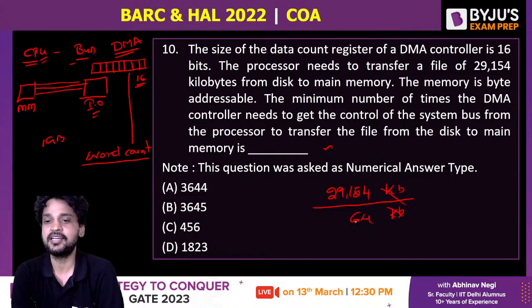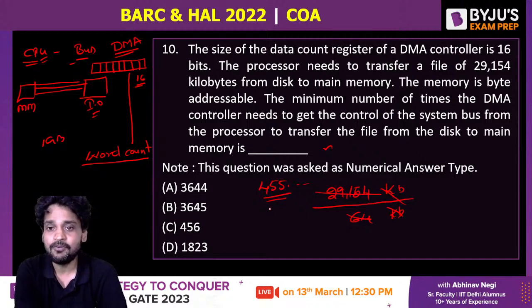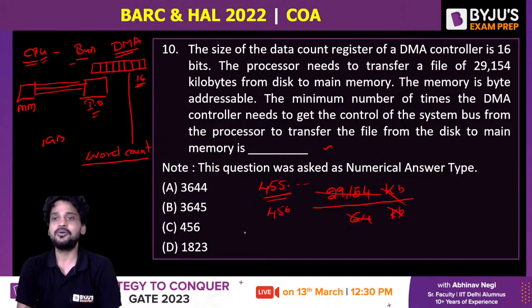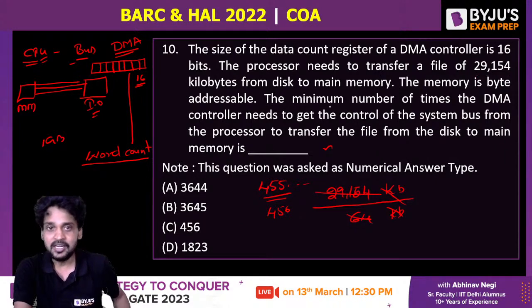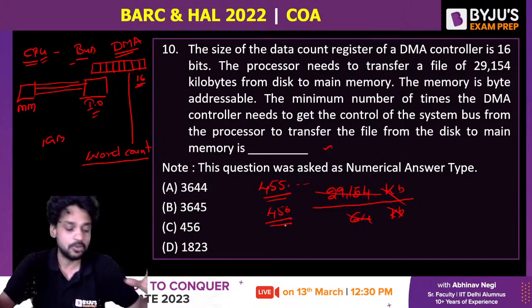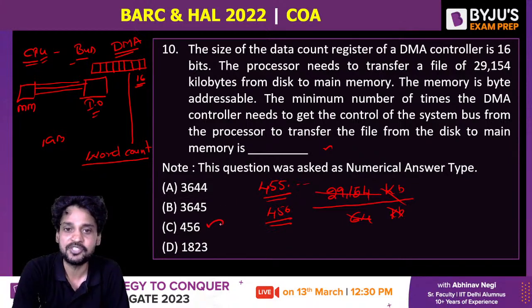Okay, KB can get cancelled, and 64 divided by 154 is equal to 455 point something. So DMA should need to make a request to the CPU for 456 times, so that in order to accomplish this total transfer, which is of 154 kilobytes, DMA need to make a request to the CPU for 456 times in order to make a total transfer. Got my point completely? Option is 456.